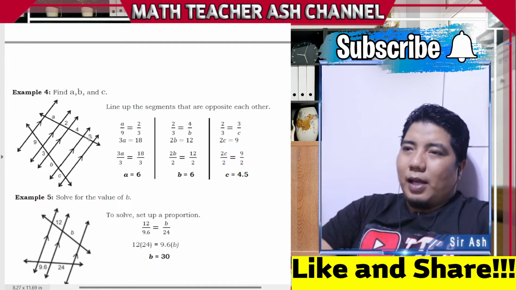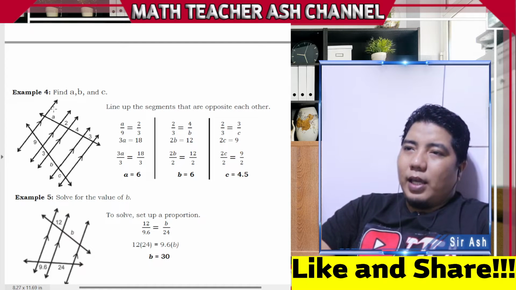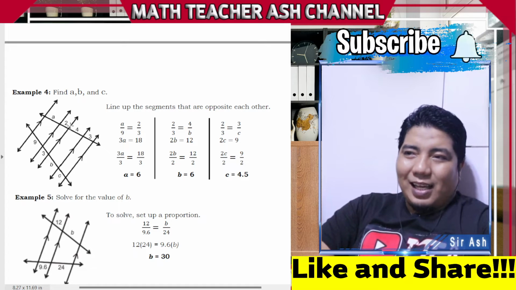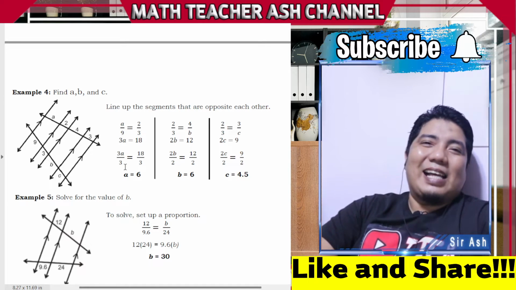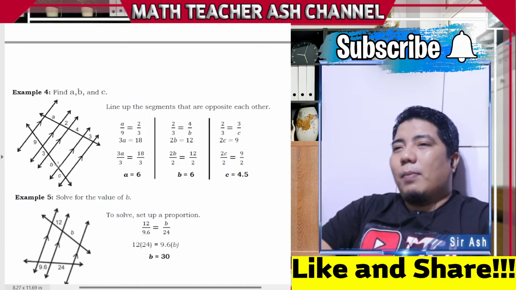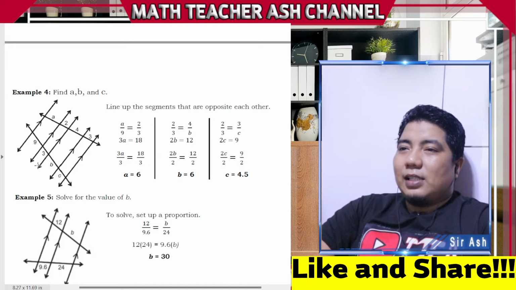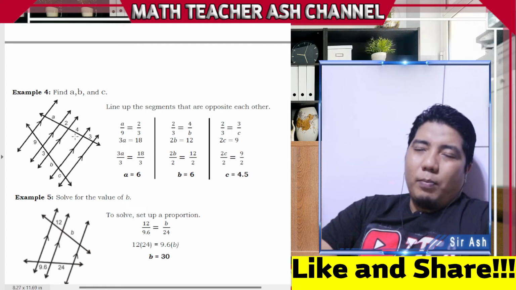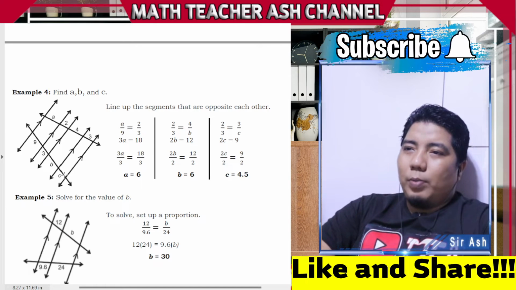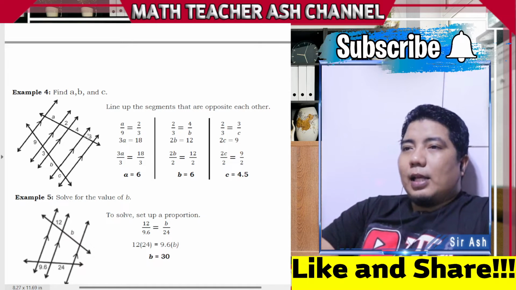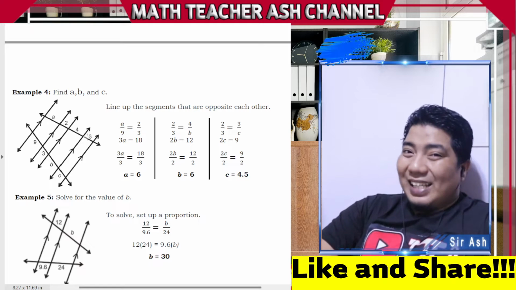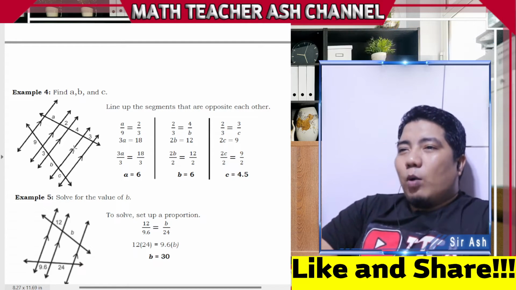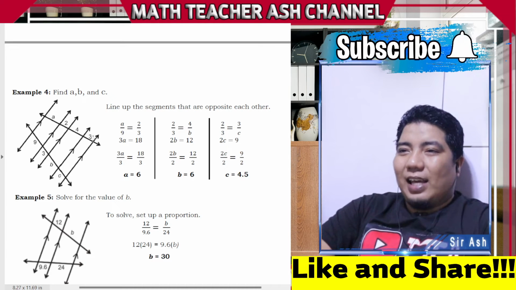If we cross-multiply them, that will become 3A is equal to 18. Divide both sides by 3, A will become 6. Ayan, okay, 6 nga dito. How about B? So, since this is the complete pair, 2 over 3, we can pair it to 4 over B. So, cross-multiply: 2 times B, 2B. 3 times 4, 12. 12 divided by 2, 6. Alright, so B is 6. The same pa rin.